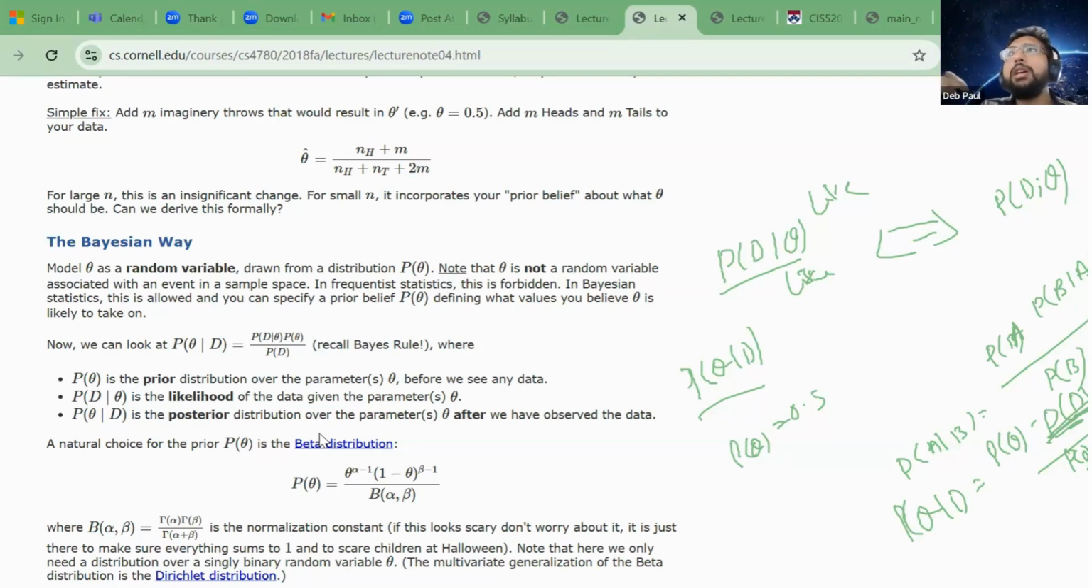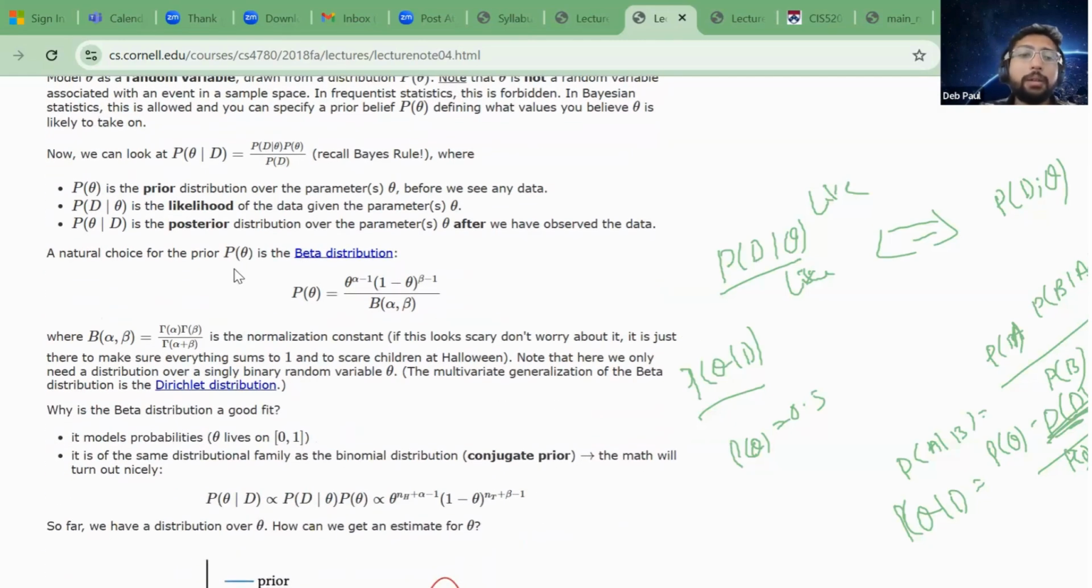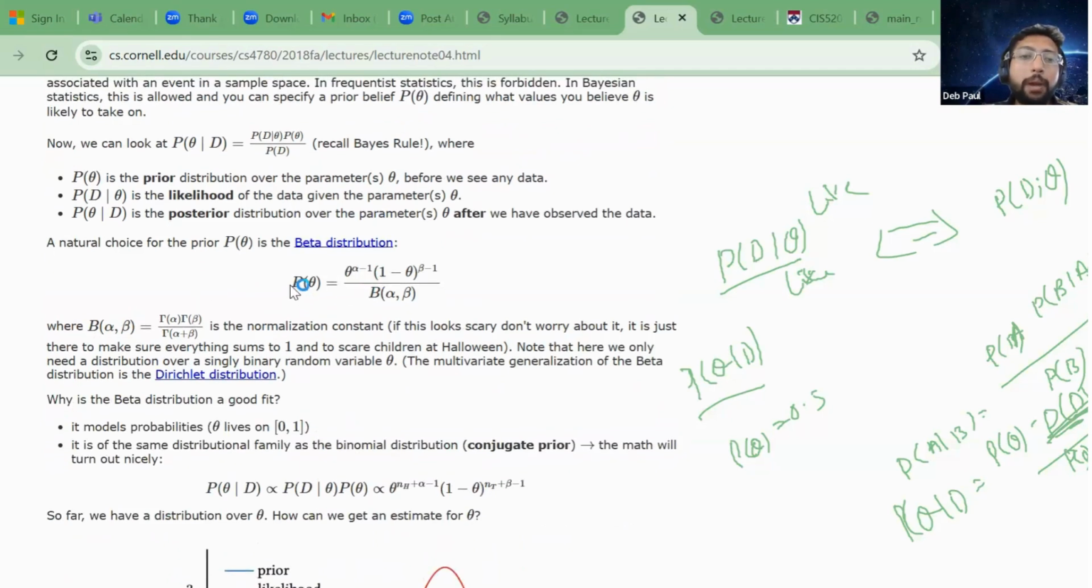So the beta distribution comes in when we have an uncertain estimation of a binomial distribution, not Bernoulli, but binomial. And this is basically the setup. And this is my prior. So I say my prior is based on the beta distribution, and the likelihood is based on the binomial distribution.